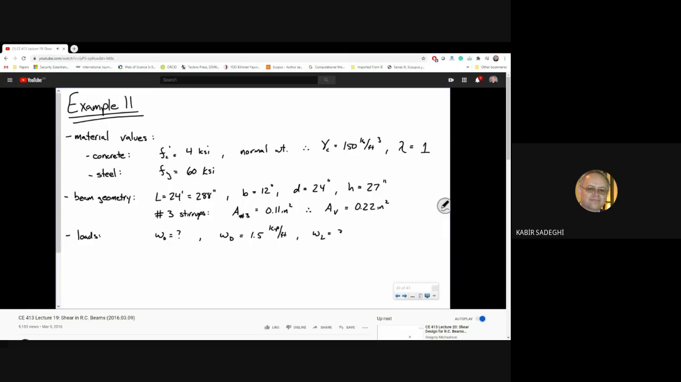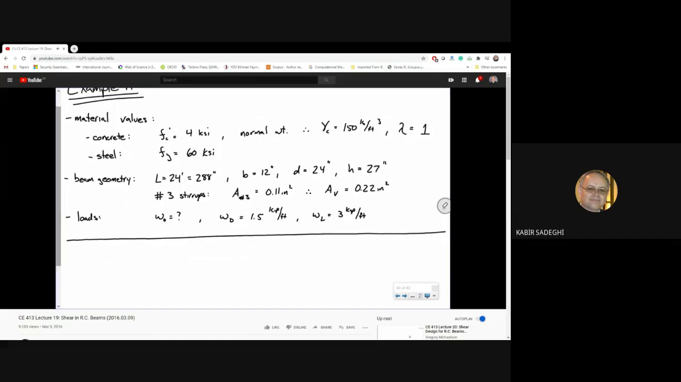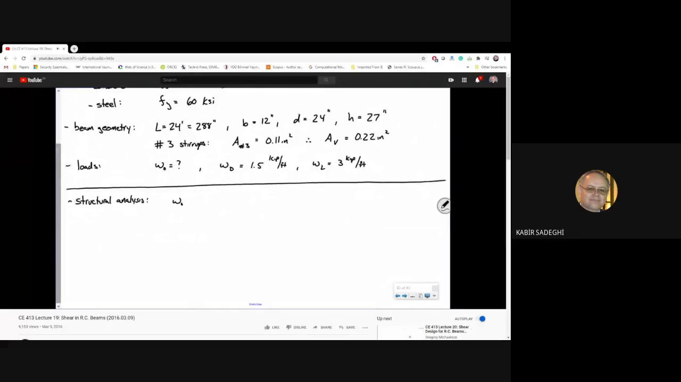Are y'all with me so far? Okay. So let's start off and let's do some structural analysis. All right. So tell me this. How am I going to compute self weight of the beam?